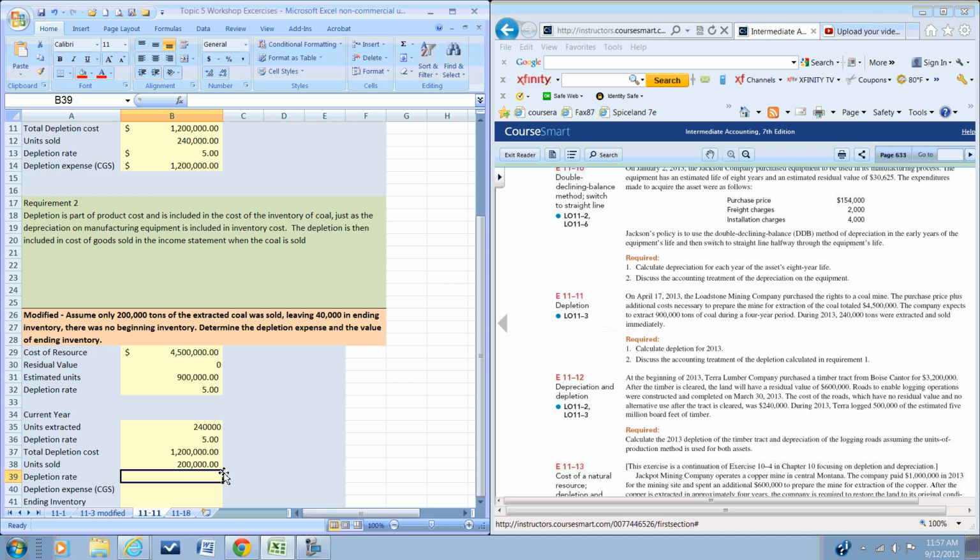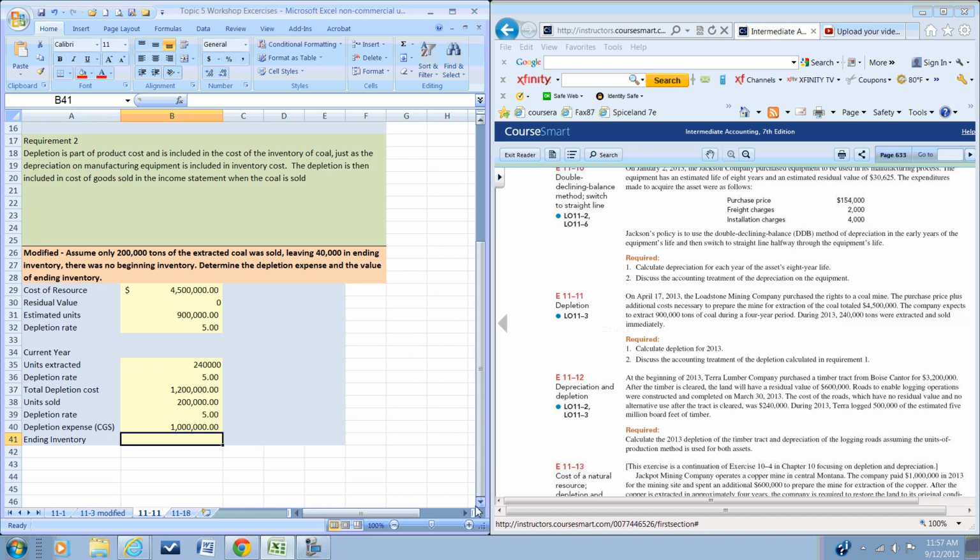To find the depletion expense that's going to go into cost of goods sold, we take the number of units sold times the depletion rate, and our depletion expense, which will be part of our cost of goods sold, will be 1 million.